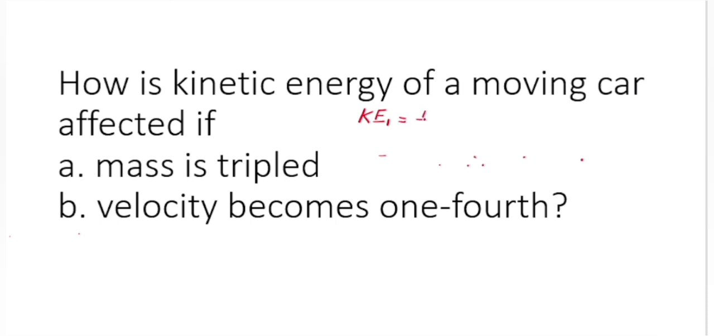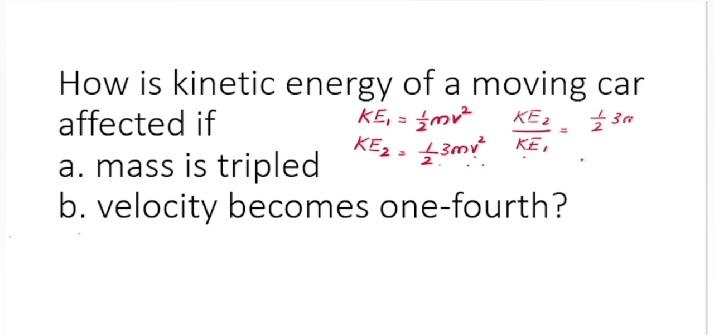Remember, kinetic energy is directly proportional to mass. So, if mass is tripled, kinetic energy also becomes 3 times. But how will you solve that? Take the first case as half mv square. In the second condition, the mass becomes 3m. We make it half into 3m v square.